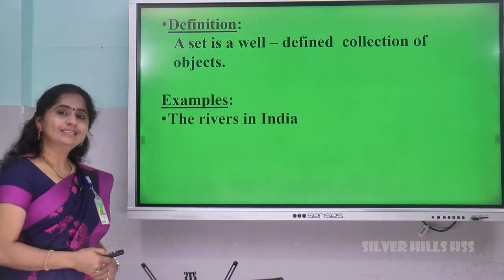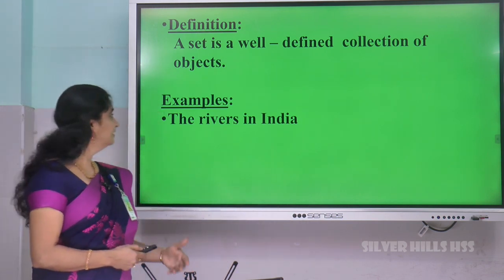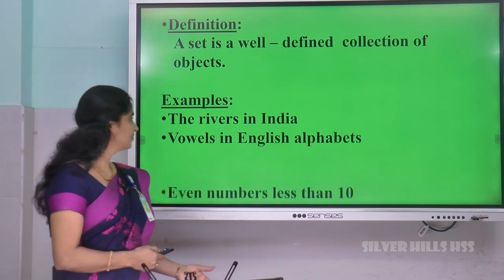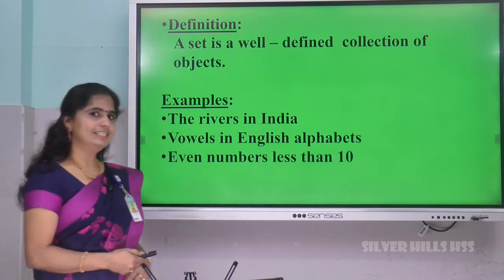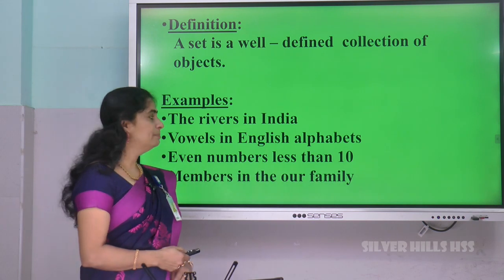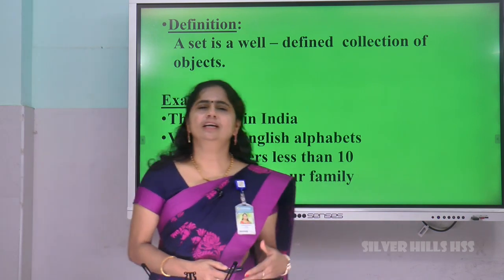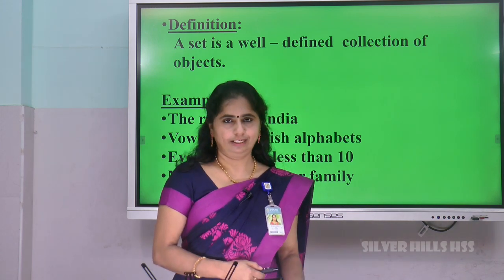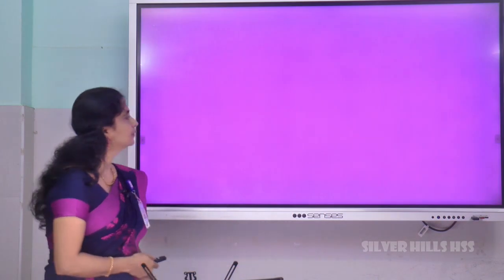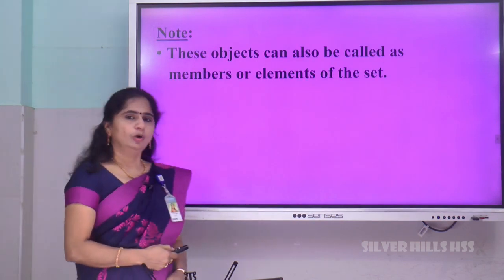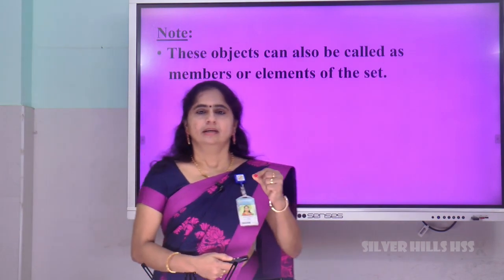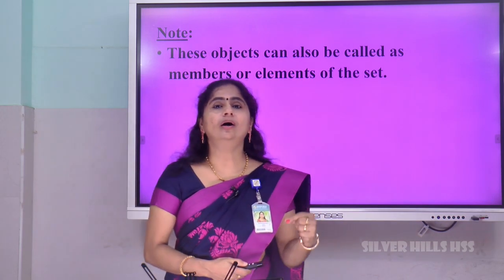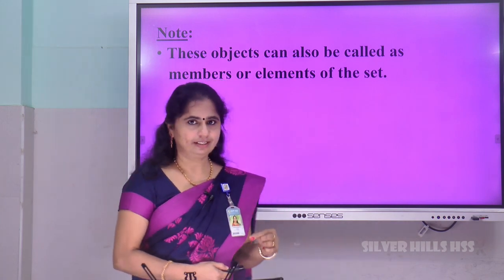Examples: the rivers in India is a set, vowels in English alphabets, even numbers less than 10, members in our family. Like this, we can come out with many examples of set, and it should be well defined. Now, make a note. The objects can also be called elements or the members of the set.